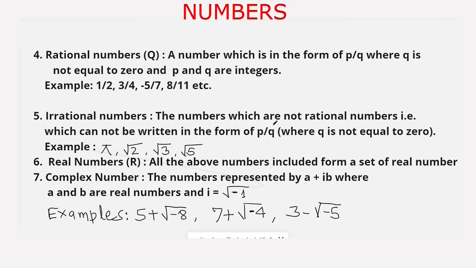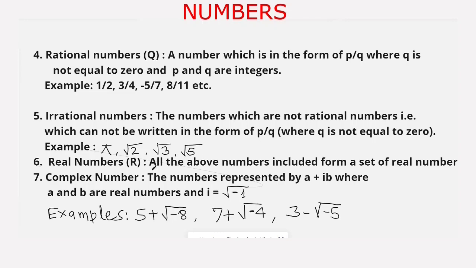Fifth are irrational numbers. The numbers which are not rational numbers, that is, which cannot be written in the form of p upon q, where q is not equal to 0. For example, pi, under root 2, under root 3, under root 5 and all such numbers.